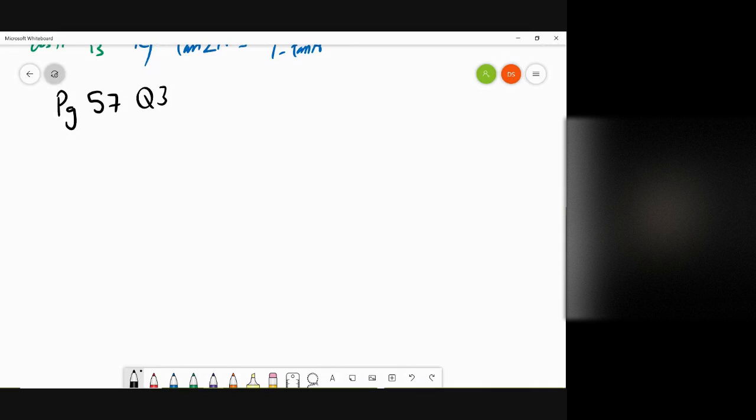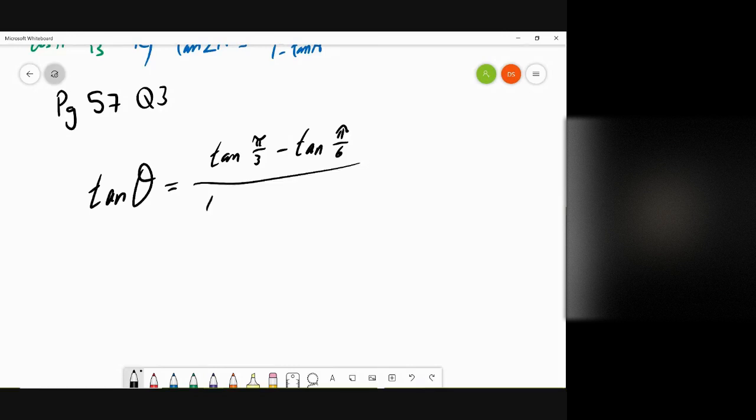So page 57, question 3. Find the value of theta in terms of pi. Okay, so this is not an easy question. It looks really ugly. So tan of theta equals tan of pi on 3 minus tan of pi on 6, all over 1 plus tan of pi on 3 times tan of pi on 6.